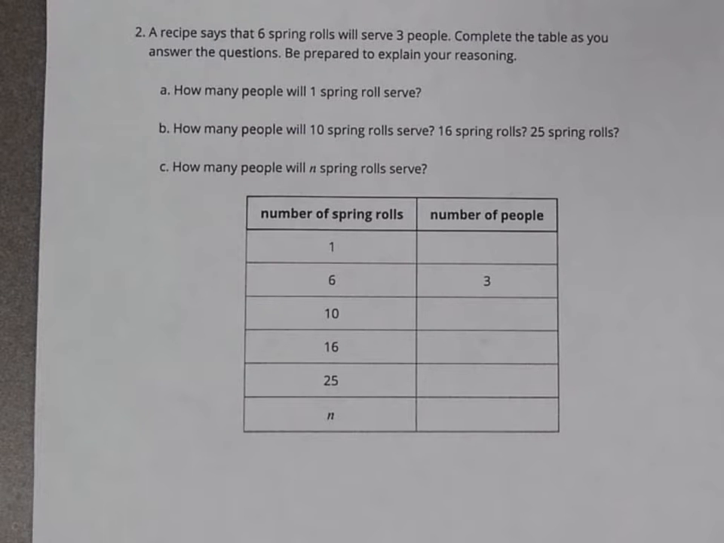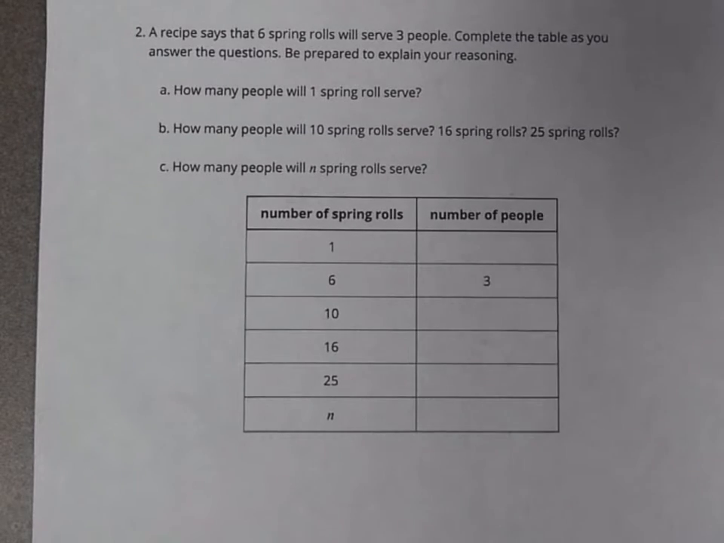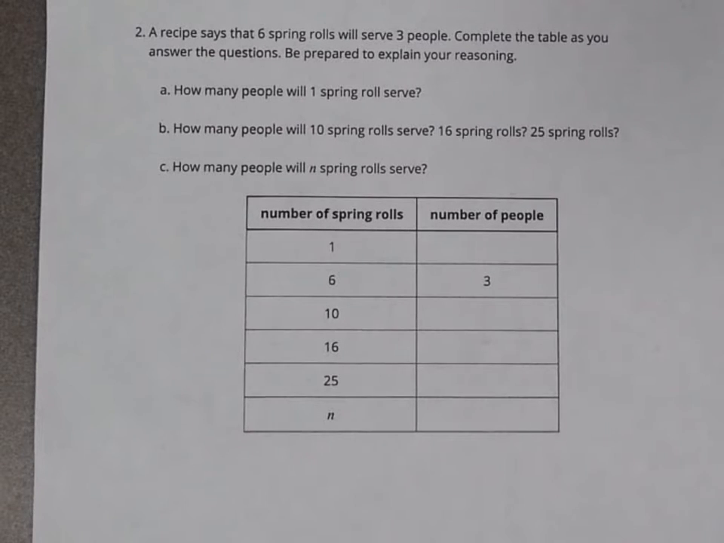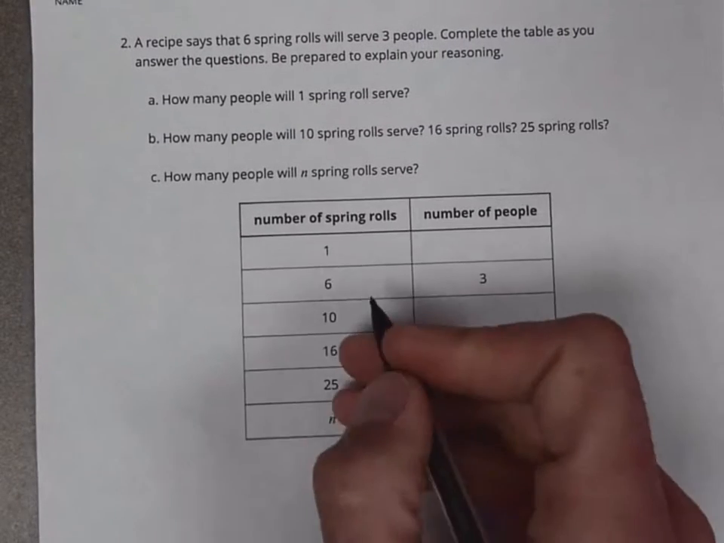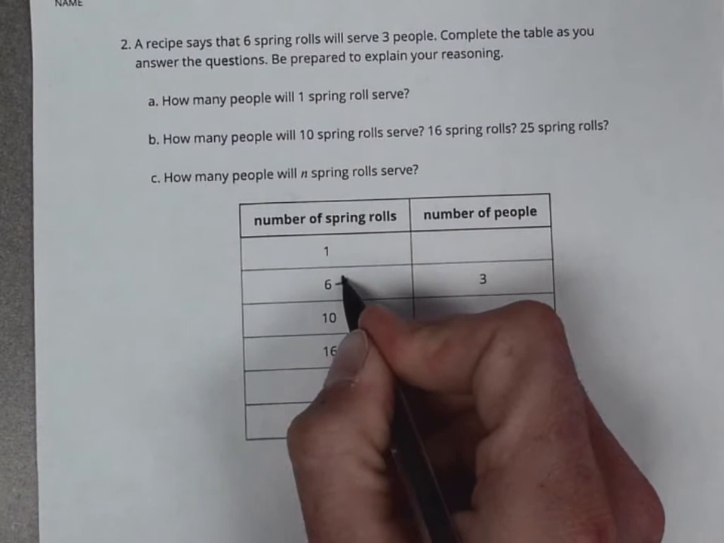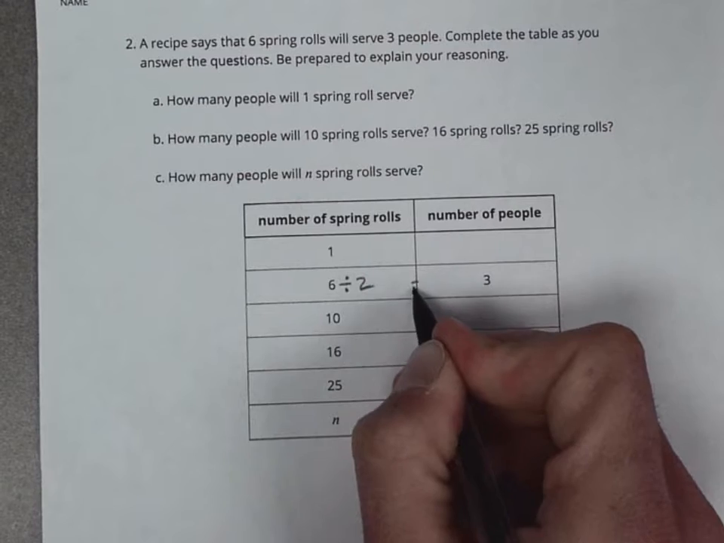All right, let's try to fill this in together, see if we can find any differences between this relationship and the last relationship we just talked about. So, start off with Maddie. What are we doing to get from spring rolls to people on this one? We're dividing by 2. I would totally agree, because we take 6 and we divide that by 2, and that's how we get to 3.